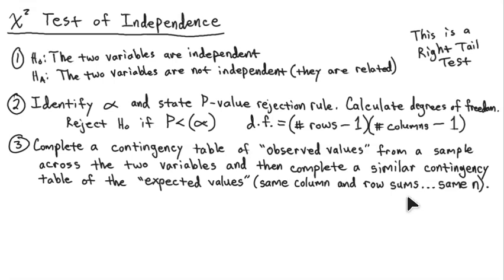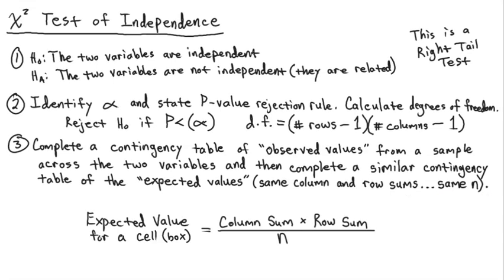Then, after we've completed the contingency table, we're actually going to complete a similar contingency table, a second one, of what are called the expected values of the crossovers of the two categories. Now, the contingency table for the expected values is going to have the same column sums and the same row sums as the observed values contingency table. It's also going to have the same n, the same sample size.